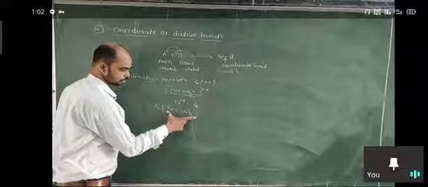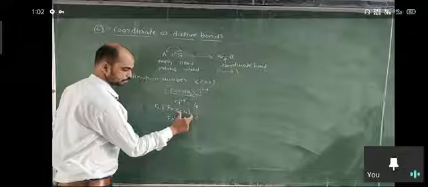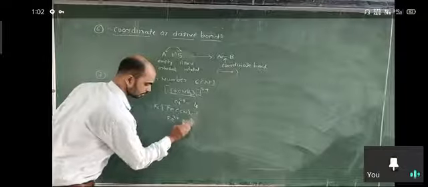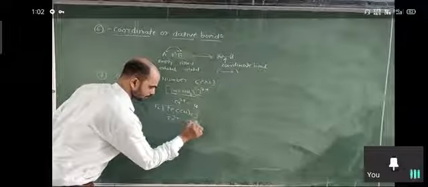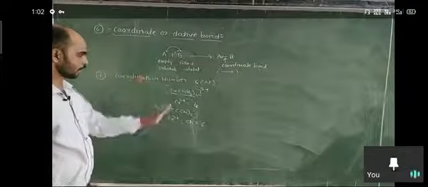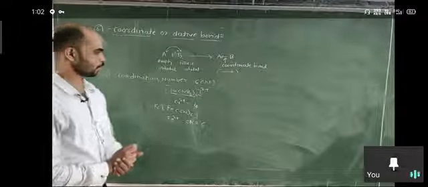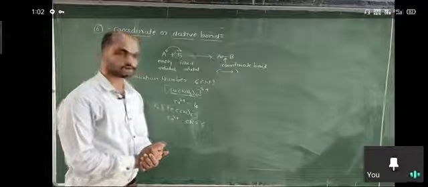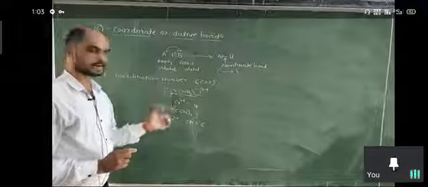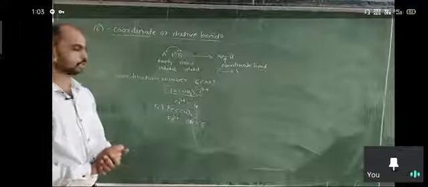This is the complex, and in the complex, how many ligands, how many cyanide ions are present? 6 cyanide ions are present. So here the coordination number is 6. Coordination number is 6. So this is the number of molecules, ions or atoms directly attached to the central atom or ion, called the coordination number.